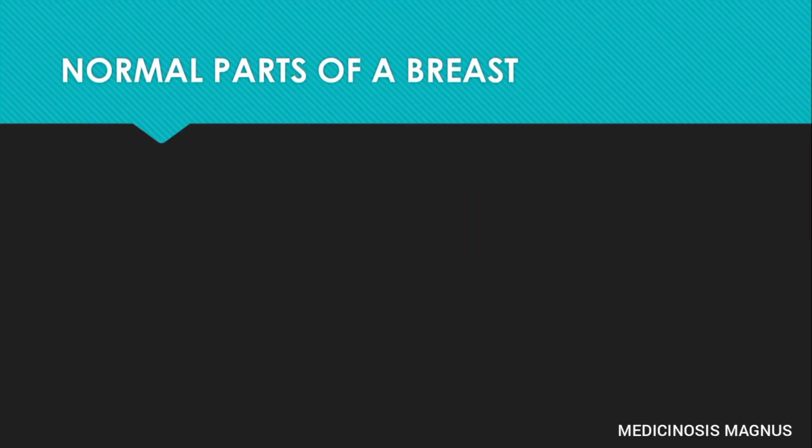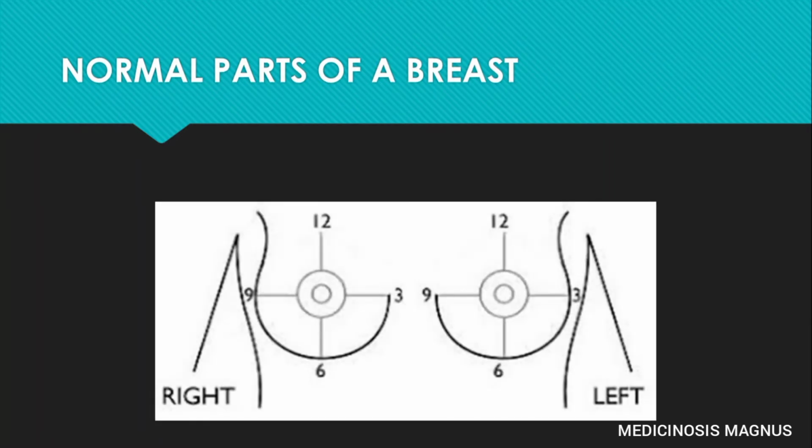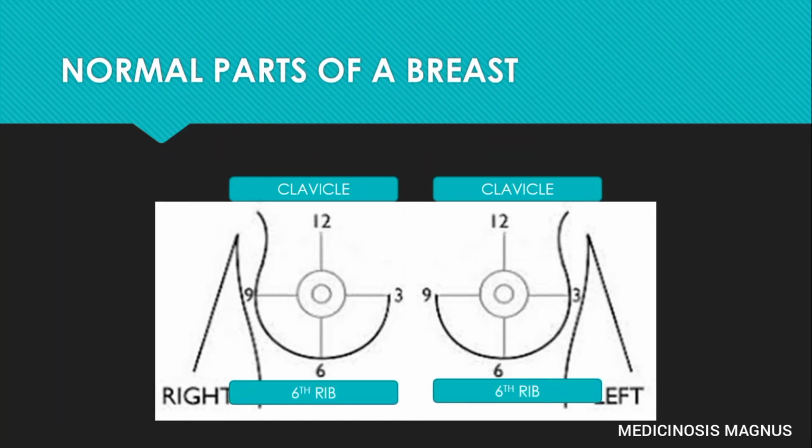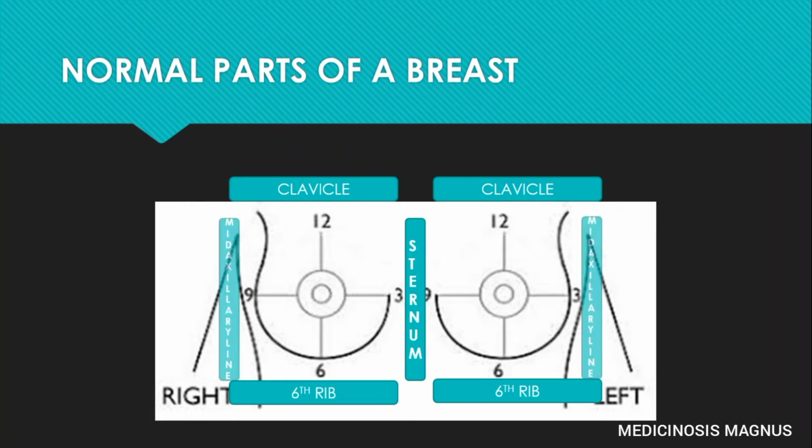Let's first see the normal anatomy of the breast. Imagine these are the breasts, and they extend at the top from the clavicle, that is your collarbone, and below at the sixth rib. In the center is the sternum bone, and at the sides are the mid axillary line, that is below your axilla. So this is where the breast lies, at the top from the clavicle to the sixth rib, and from the sternum to the mid axillary line.